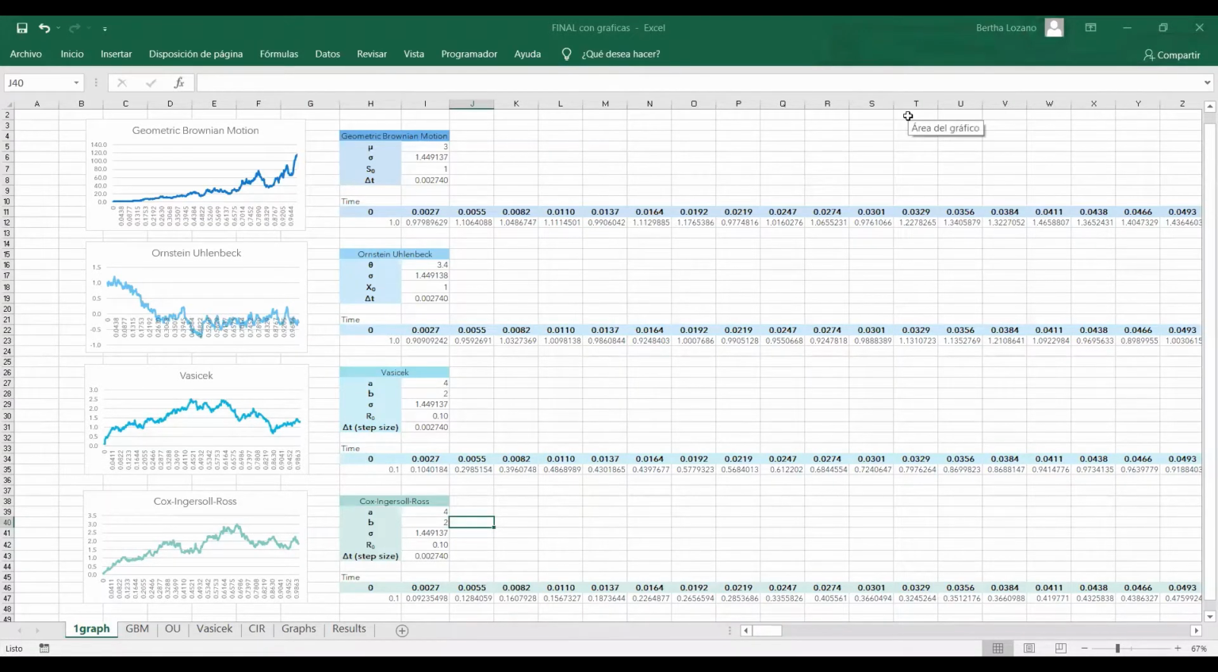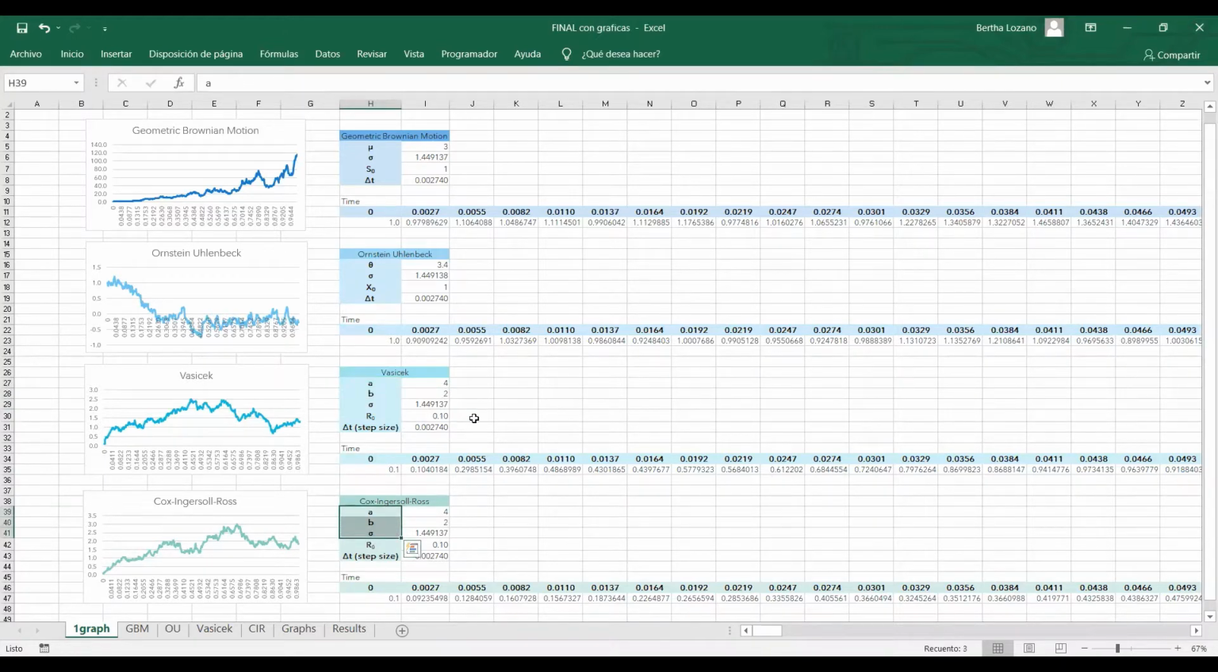So the algorithm for the Euler-Maruyama method on an Ito's process goes like this. First, we define the parameters. For the geometric Brownian motion, we have mu and sigma. For Ornstein-Uhlenbeck, we have theta and sigma. And for Vasicek and the Cox-Ingersoll-Ross, we have A, B, and sigma.